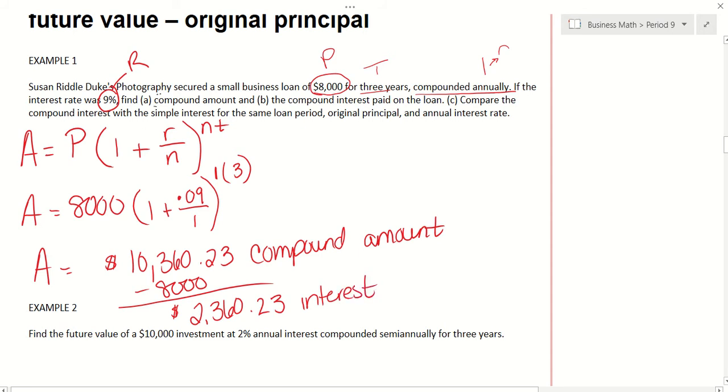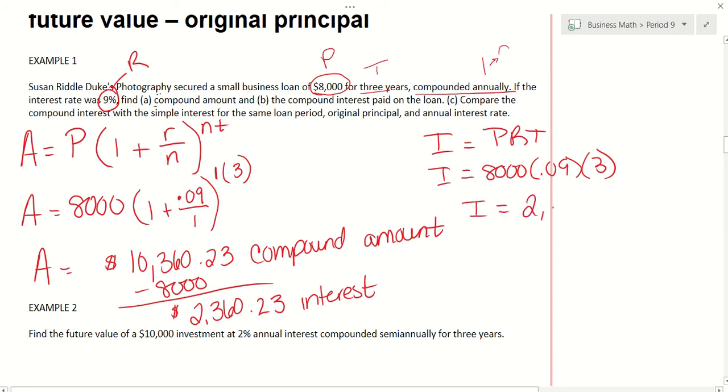Now, the last thing here says, compare this with a simple interest loan. That would be going back to Unit 11, where we use the formula PRT. Plug it in. P is 8,000. Rate is 0.09. Time is 3. What do we get? Interest of $2,160.